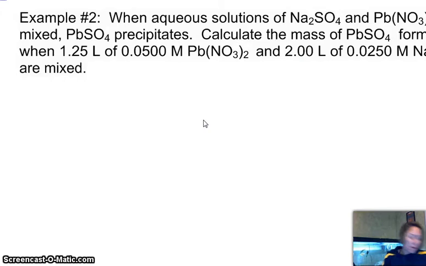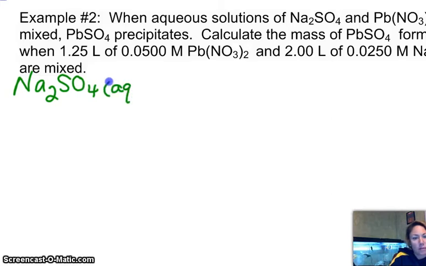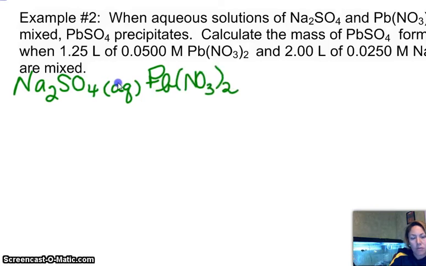This is a little bit different. It says when aqueous solutions of Na2SO4 and Pb(NO3)2 are mixed, PbSO4 precipitates. Calculate the mass of PbSO4 formed when those amounts are mixed. Okay. So again, we want to write the reaction. We're mixing Na2SO4, and that's an aqueous solution. And we're mixing that with Pb(NO3)2, which is also aqueous.